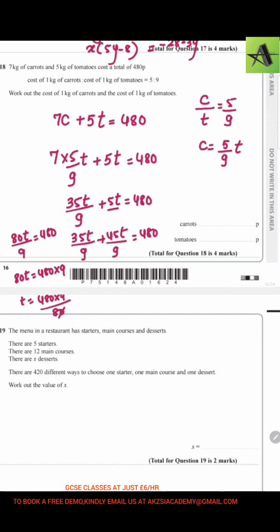So cancelling, 8 times 6. So 9 times 6 is 54. So I get to know that 1 kg of tomatoes is 54 pence. And now substituting the value of T as 54 here, I'll get C equals 5/9 into 54. So C equals 6, and finally the answer is 30. So 1 kg of carrots is 30 pence.